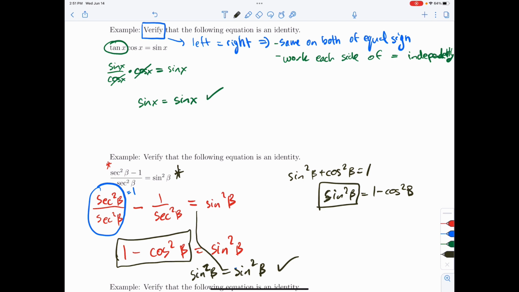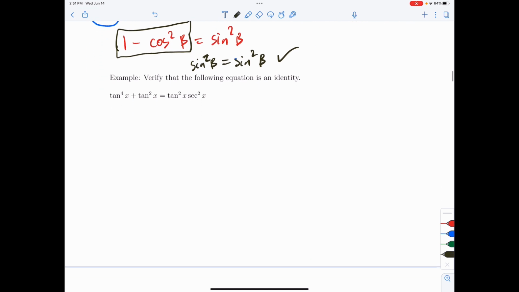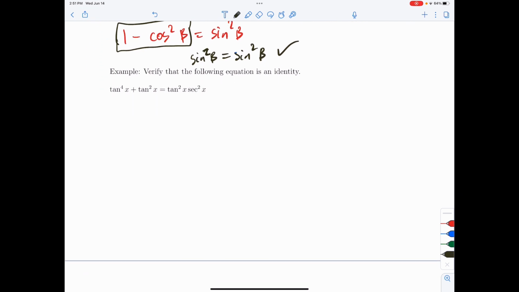Okay, moving on. We have tangent to the fourth plus tangent squared of x is equal to tangent squared of x times secant squared of x. On this one, it's not 100% clear which side to work with. But what I'm going to do is work with the left-hand side, and that's because I have this tangent to the fourth and tangent squared. So what I notice is I can factor out a tangent squared of x from both terms. Okay, so doing that, I'm left with tangent squared of x plus 1 inside the parentheses.